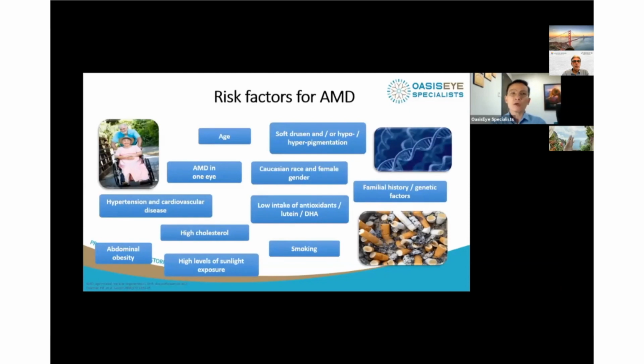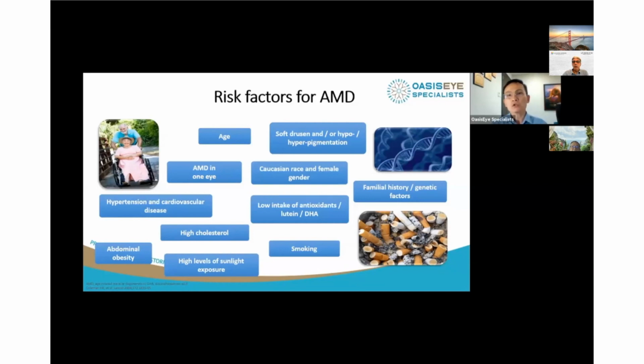So what are the risk factors for AMD? First and foremost, as the name implies, it's age-related. So age is definitely one of the major risk factors. As one grows older, the higher the risk one will have AMD. Besides that, if you have AMD in one eye, then the chances of you having AMD in the other eye will be higher. Certain diseases like hypertension, cardiovascular disease, or high cholesterol level are all associated with higher risk of AMD. A person that has abdominal obesity, or a person that has always been exposed to high levels of sunlight, is also at higher risk of AMD.